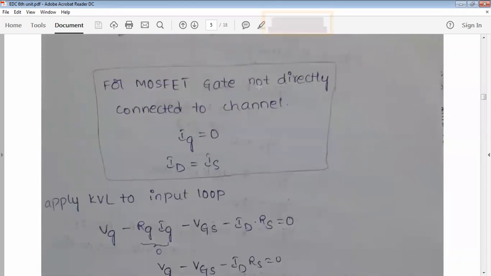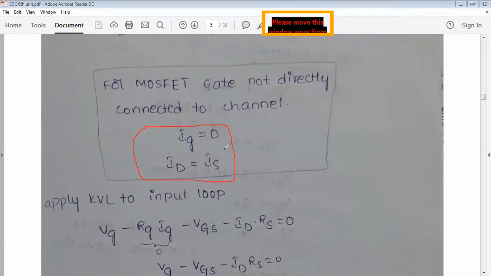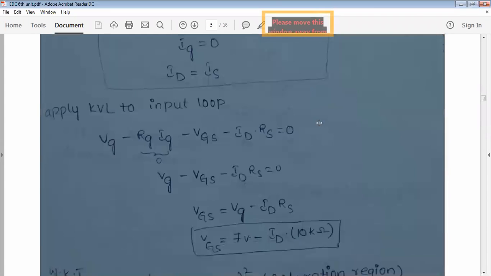Okay. For a MOSFET, the gate is not directly connected to the channel, so Ig is equal to 0 and ID is equal to IS. Okay, remember these two important properties of a FET. One property is Ig is equal to 0, gate current is equal to 0. And another property is drain current is equal to source current. Okay. Now come to the procedure.